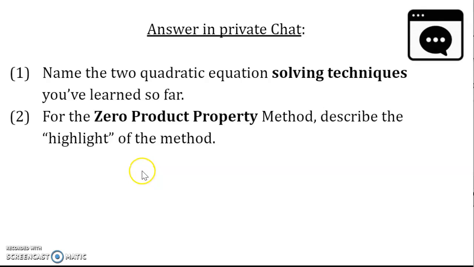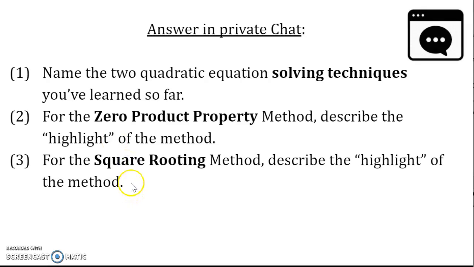Now the second question is, for the zero product property method, describe the highlight of the method. What we did was we tried to factor the quadratic equation, and if it was factorable, then we could set each of the factors equal to 0, and that's how we solved. What about the square rooting? Describe the highlights of this method.